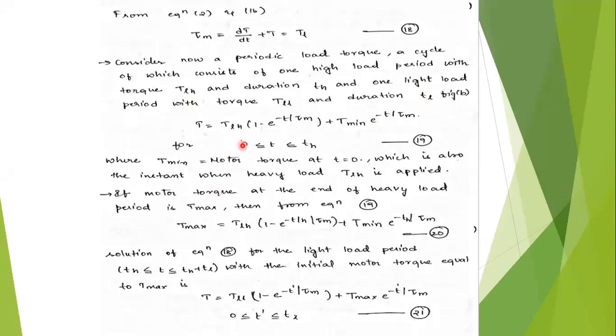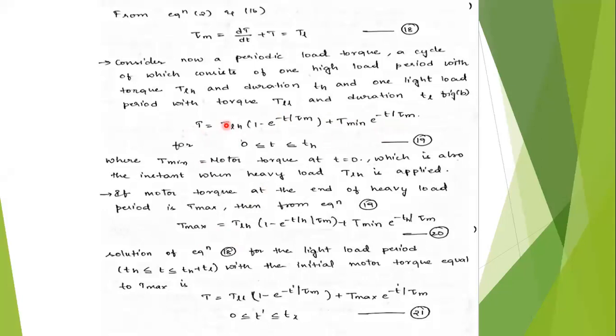Okay, so see here. T is equal to high load period plus T minimum. And here also, this is the normal torque. This is the maximum torque. At high loads, we will get normal torques, and at light loads, we will take maximum torques. Okay, because load is light, speed is more, torque is more. So T is equal to TH into 1 minus e power minus t by tau m plus T minimum e power minus t by tau m.